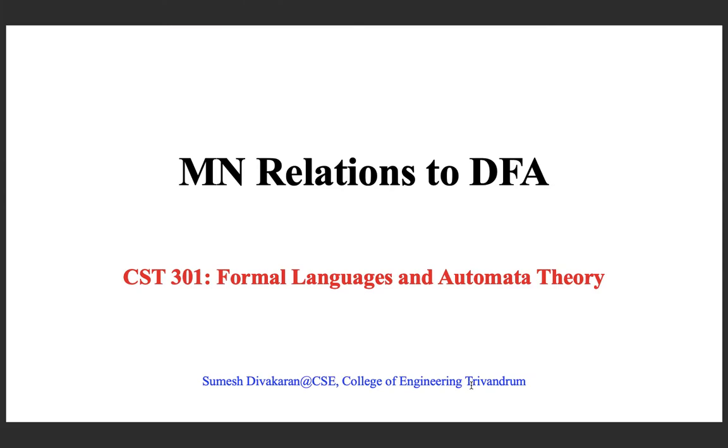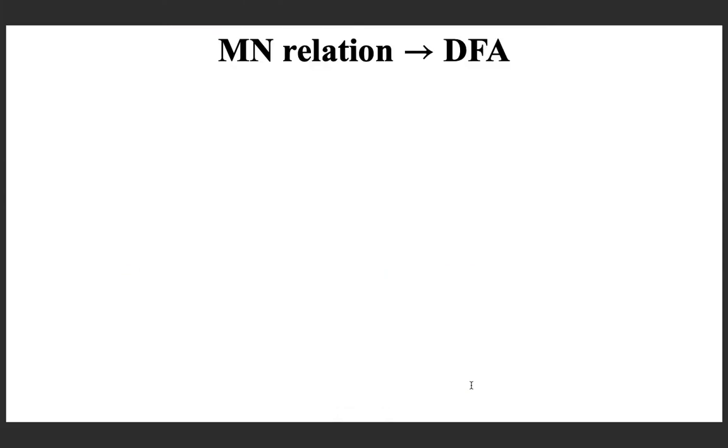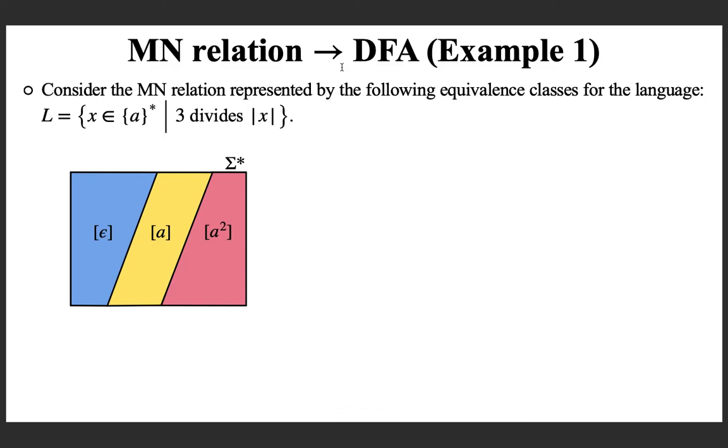In the previous lecture we proved that existence of a Myhill-Nerode relation is a necessary condition for regular languages. We showed how one can get a Myhill-Nerode relation from a DFA, and today we are going to see how one can construct a DFA from a given Myhill-Nerode relation. So we need to construct a DFA from an MN relation. We can try to understand how the construction works using an example.